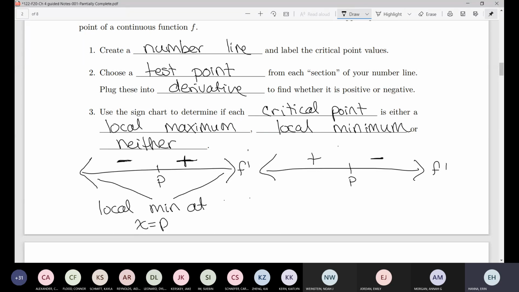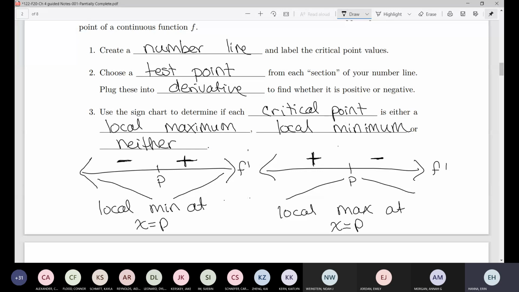Whereas if it goes in the opposite direction, positive to negative, then the original function must have been increasing and then decreasing. So we must have had a local max at x equals p. So we're going to find a derivative, set it equal to 0, create a number line, find some positive negative values, then figure out if we've got maxes or mins.